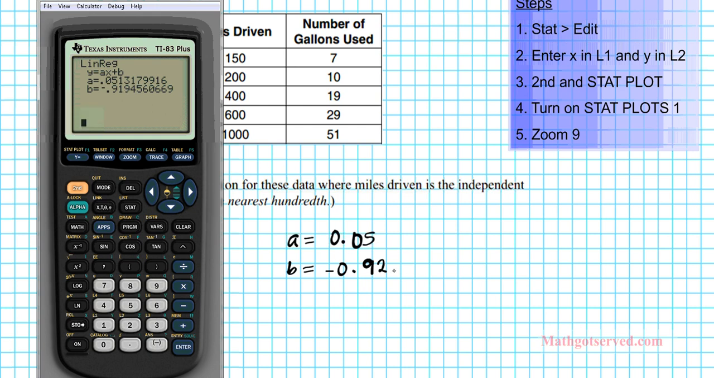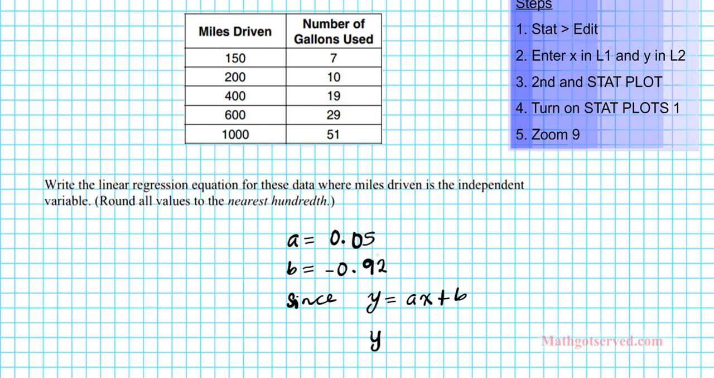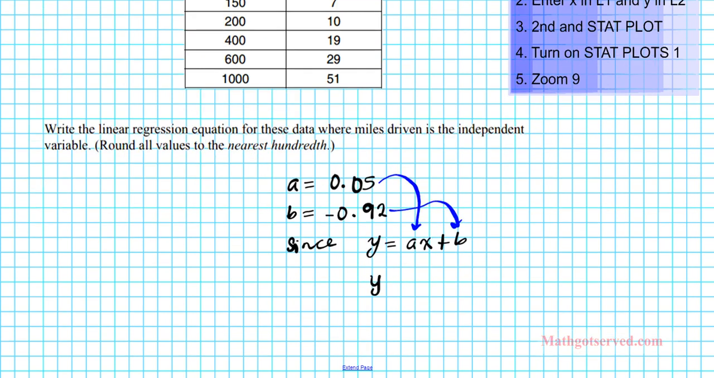All right, so since we have y is equal to ax plus b, our linear equation is going to be what you get when you plug a into this value right here, and then b into that. All right, so let's go ahead and plug them in. You're going to have y is equal to 0.05x minus 0.92. So this is your linear regression equation for the data set to the nearest hundredth. Okay, go ahead and box that.